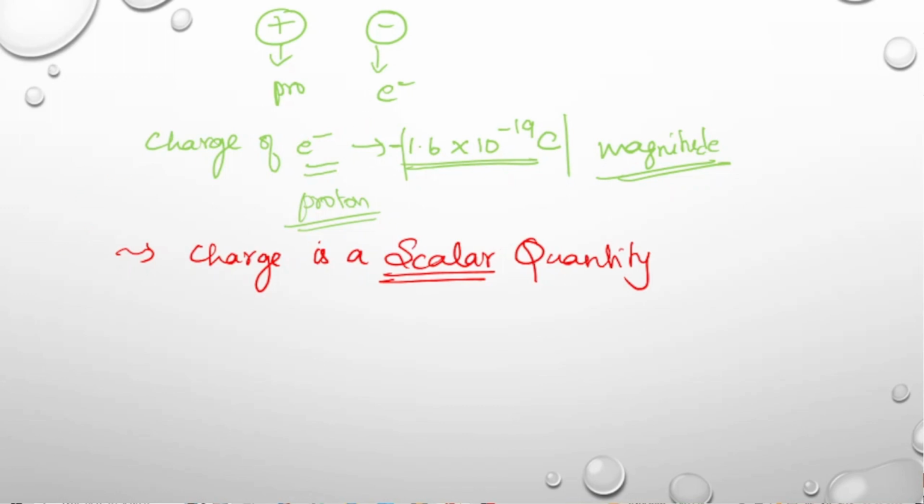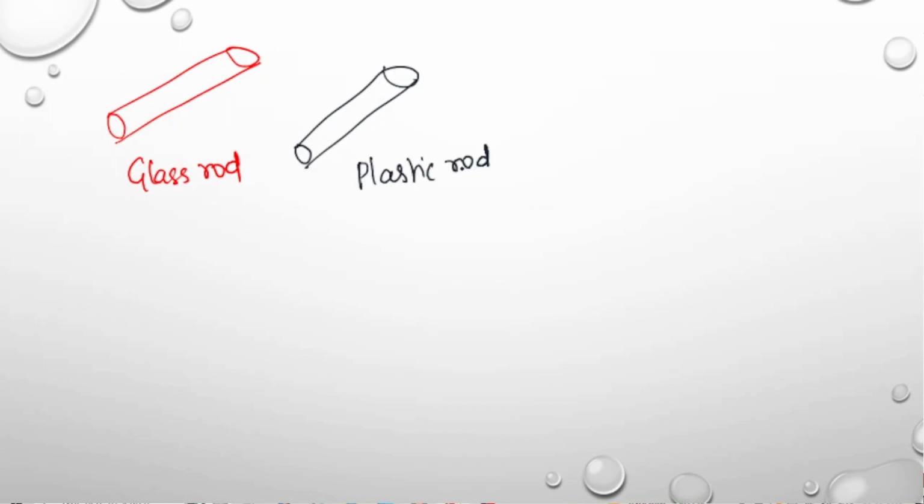So now these are the basic things that you are supposed to know. And now we are moving on to a very important basic concept again. Okay. So imagine I'm going to take a glass rod. Okay, this is a glass rod. And I'm going to take a plastic rod. So this is your glass rod and this is your plastic rod.